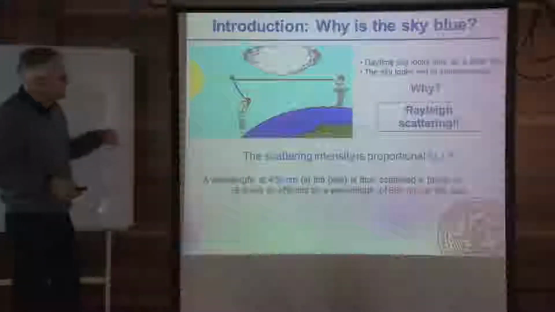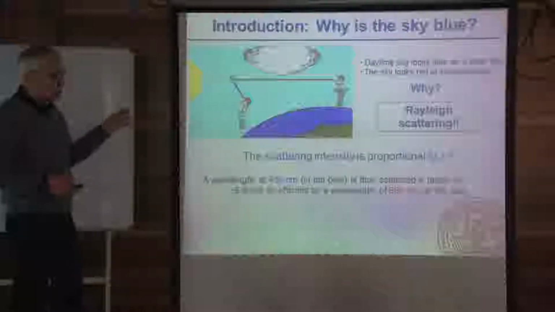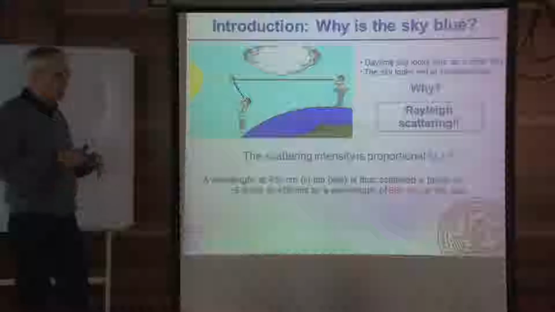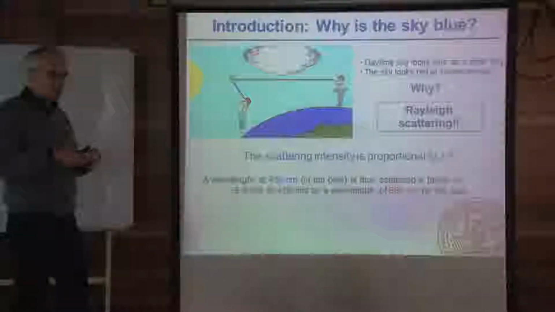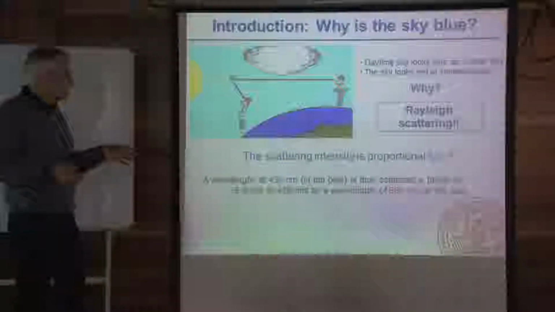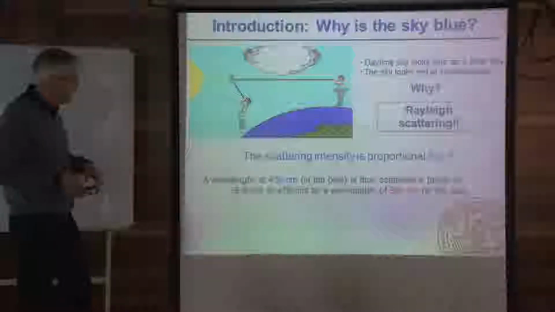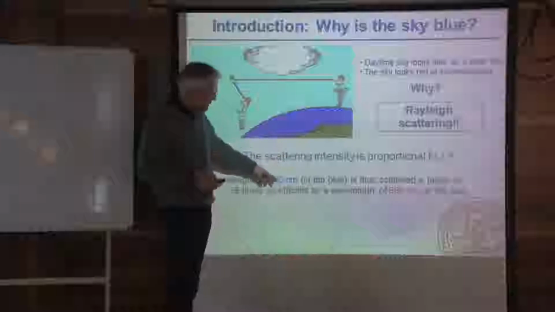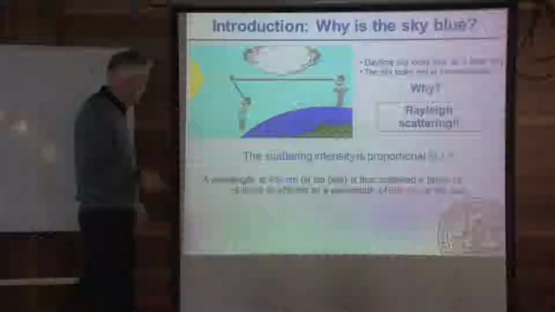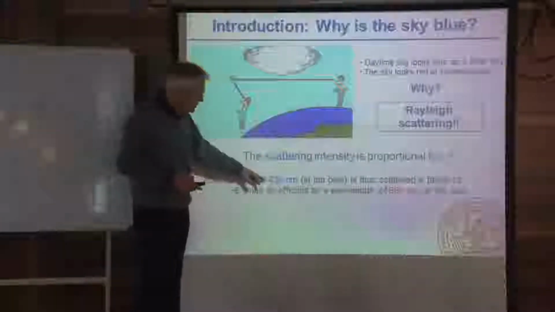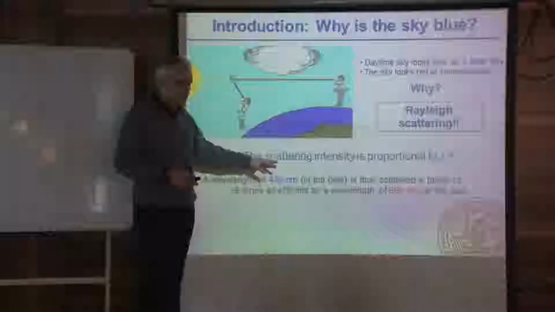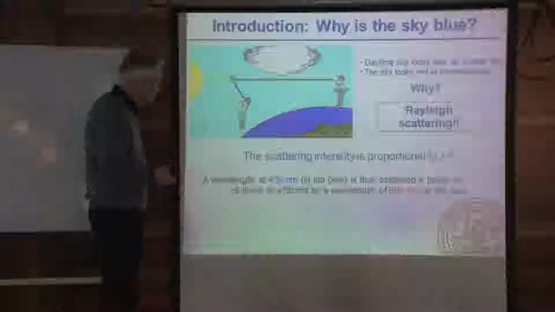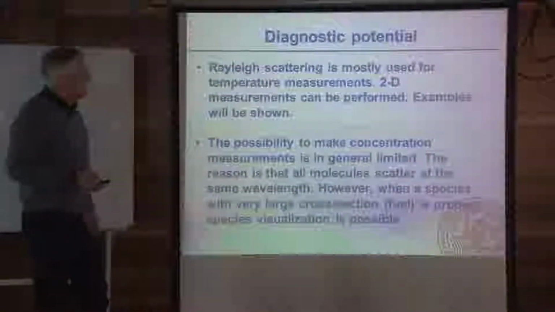So that's scattering from molecules or very small particles, as compared to Mie scattering, which is scattering at the same wavelength from larger particles. And that means that you have the 1 over lambda 4 dependence, so that you preferably should use a short wavelength laser as compared to one in the red.